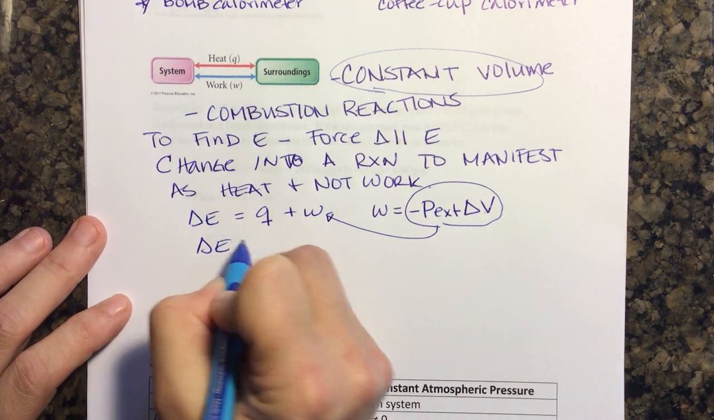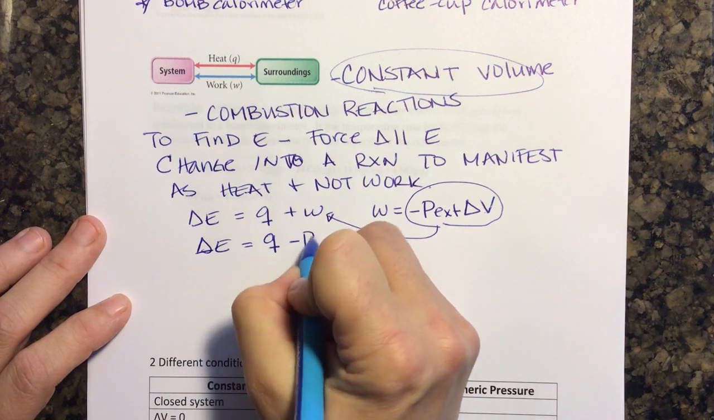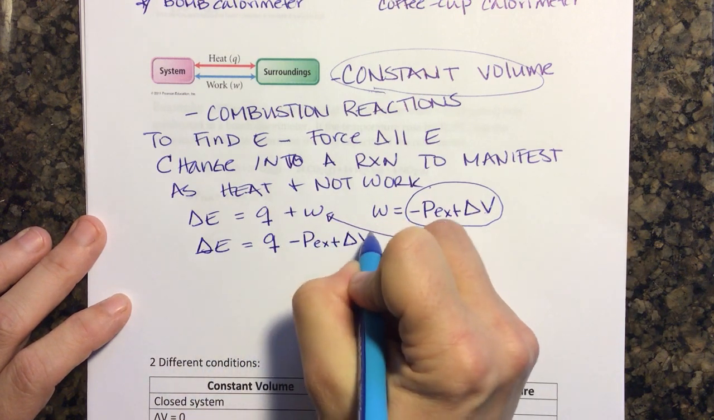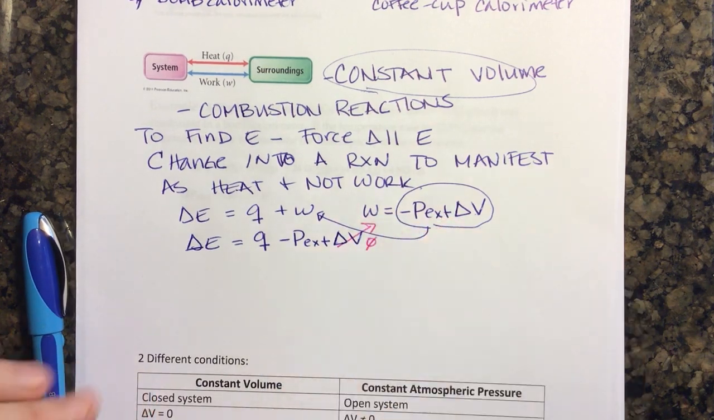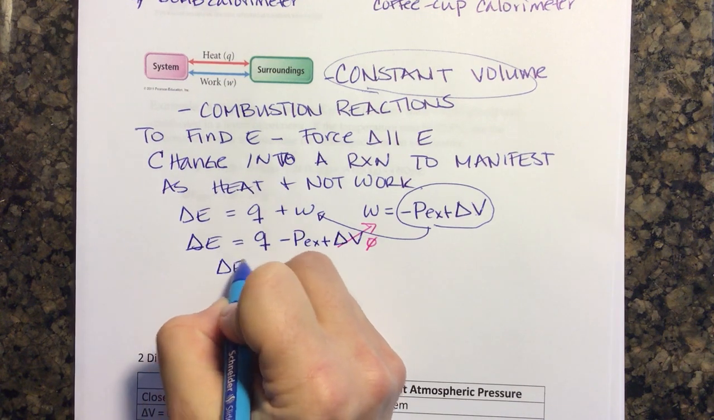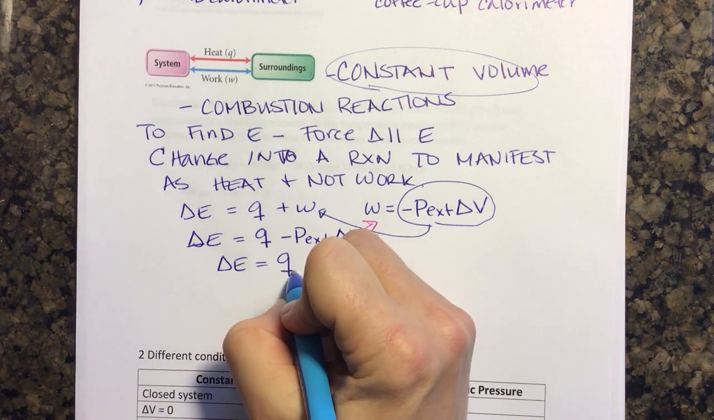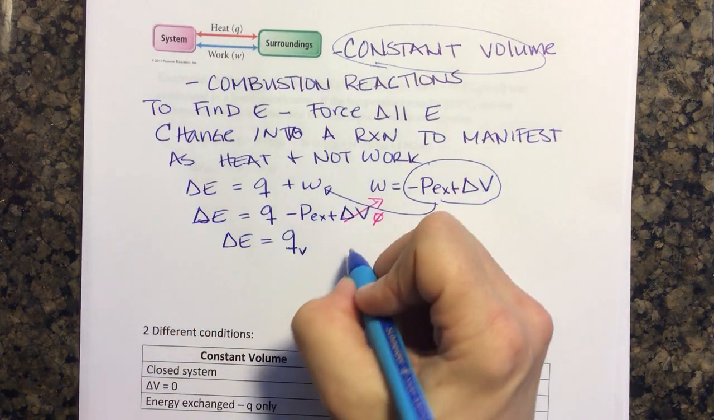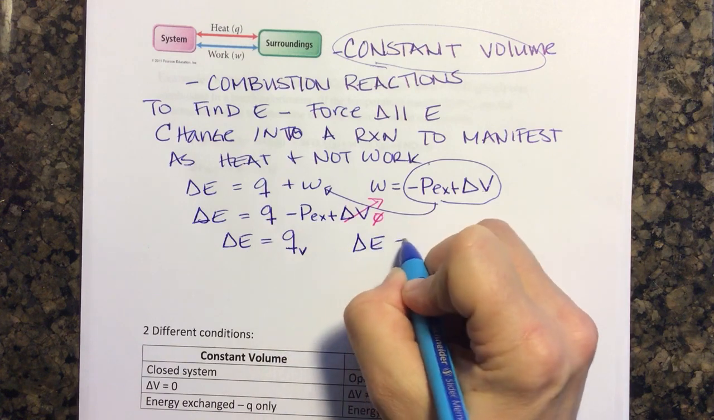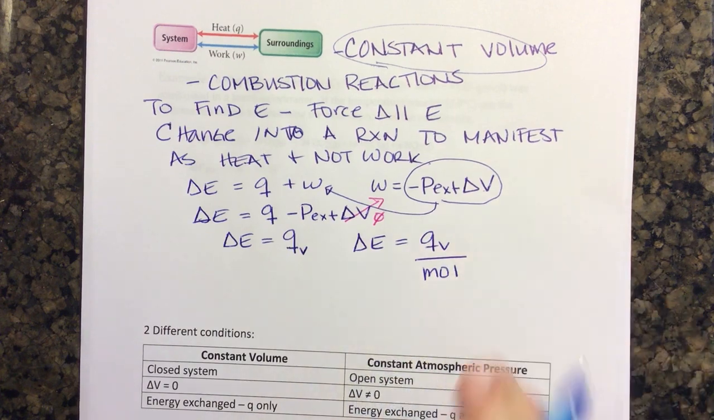So delta E equals Q minus P delta V. Now we said it's constant volume, so that's going to be 0. So that simplifies our expression. So now we have delta E equals Q. And because we're at constant volume, we're just going to put a lowercase v there. Another way we can see this formula is delta E equals our heat, again, over a mole.